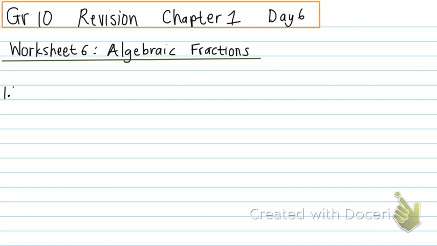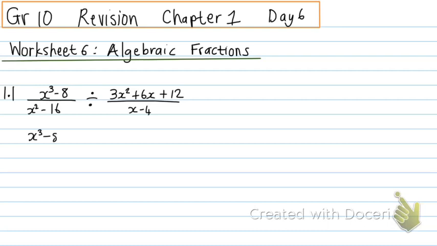Let's start. Number 1.1 is (x^3 - 8) over (x^2 - 16) divided by (3x^2 + 6x + 12) over (x - 4). Okay, so first I see that this is division of fractions. The rule for division of fractions is to tip and times. So I'm going to make it multiplication and switch the last two around. So it's going to be x minus 4 on top and then 3x^2 + 6x + 12 on the bottom.